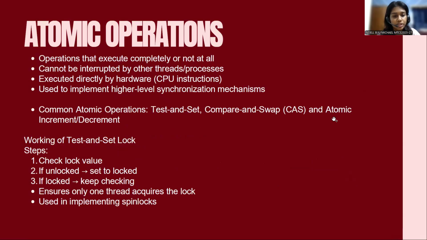Now, what are atomic operations? So, atomic operations are the simplest form of synchronization. These operations execute completely or not at all, meaning that they cannot be interrupted by other threads. They are supported directly by hardware and are used to build more complex synchronization methods. So, here we have examples called test and set and compare and swap. The working of test and set lock includes first we check the lock value, and if it's unlocked, it is set to locked. And if it is locked, it keeps checking. It ensures that only one thread acquires the lock at one time, and it is used in implementing spin locks.